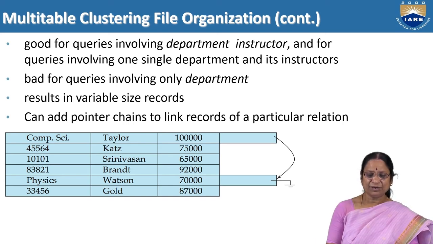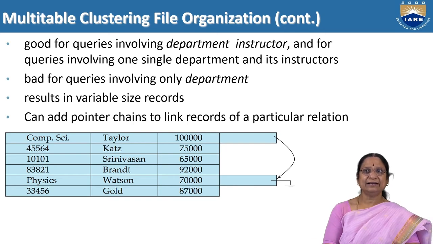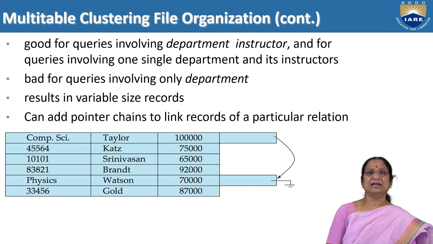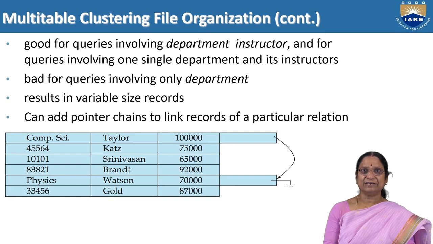It is good for queries involving both tables, and for queries involving one single department and its instructors. If a combination of such queries is there, then it's better. This type of design is not suitable for queries which involve only a single table. Remember that. It results in variable size records, because one record is mapped to a group of records of the other table, and we don't know the size of that group. So pointers are added to link the records of a particular relation.